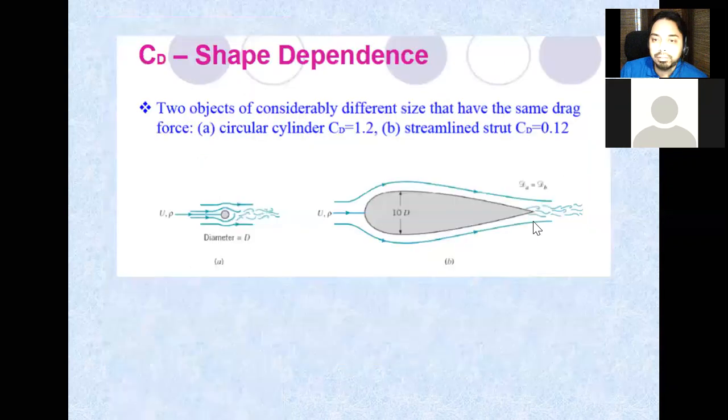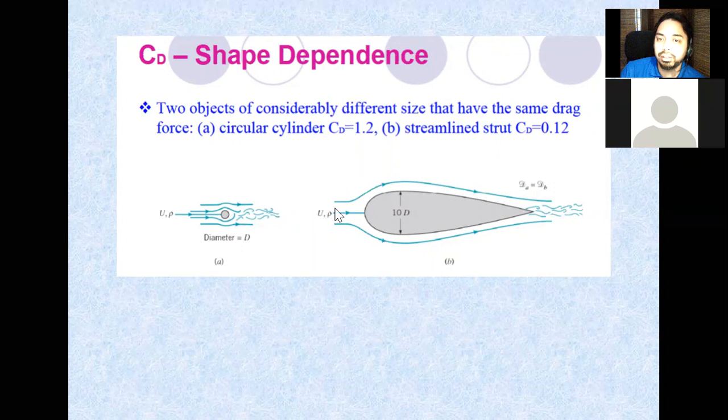Another illustration of the difference due to shape dependence you can see over here. You have a 10 diameter, and this is 1 diameter over here. They can have the same drag force. If you have a circular cylinder, the CD is 1.2. But if you have a streamlined strut, the CD is 0.12. So they can have the same drag force, although the diameters differ by 1/10, for example.